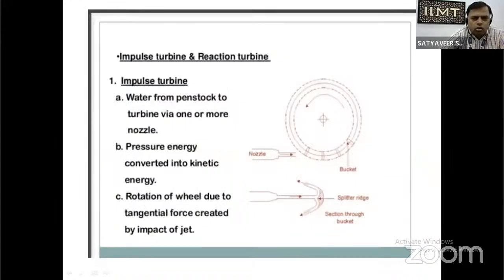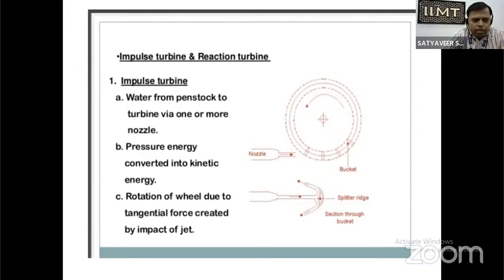If we talk of the design criteria of impulse turbine and reaction turbine, first of all we can see the figure. The first one is the impulse turbine. In case of impulse turbine, we can see the bucket here, and this is the runner. On the runner, the buckets are also known as vanes or blades. On the runner, blades are fixed, and with the help of nozzle and spear rod arrangement, we can control the flow of water that is directed onto the bucket or the blade of the turbine.